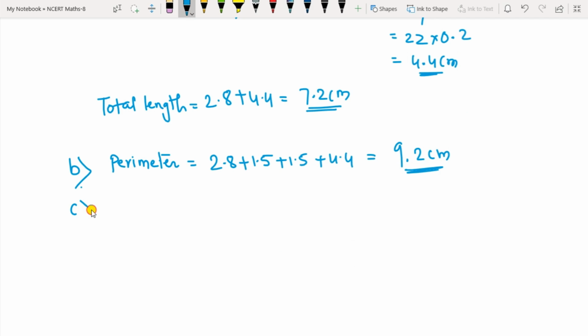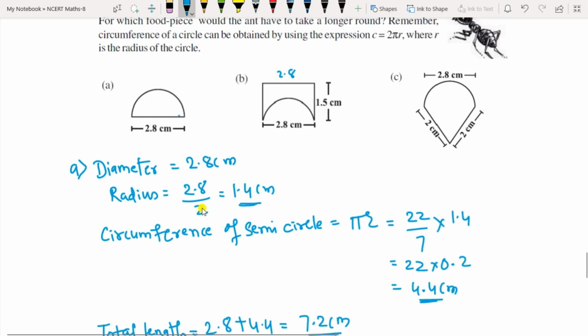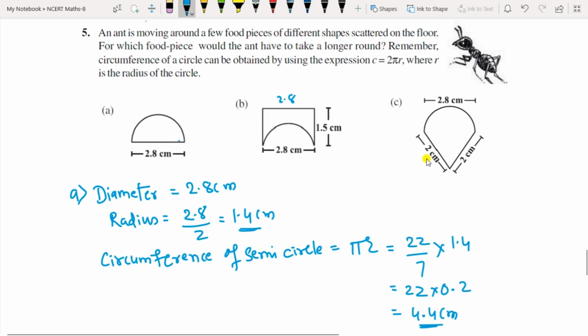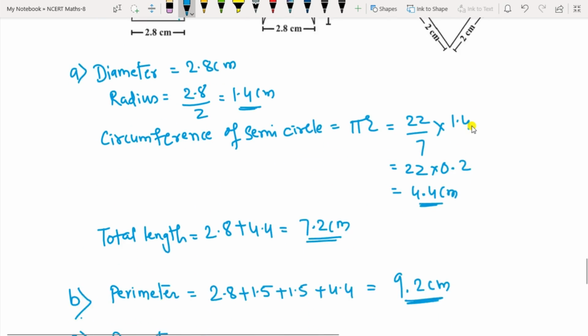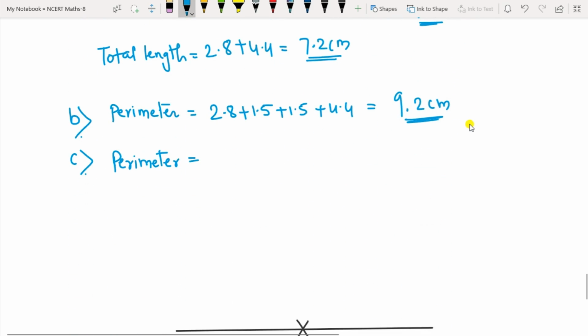Then for the C figure, perimeter is, for the C figure you can see here, this is 2 centimeter, this is 2 centimeter, and this is the circumference you have to add. Okay, that is also diameter is 2.8, so circumference will be same. So for the C figure, it is circumference is 4.4 plus 2 plus 2, that will give you 8.4 centimeter.